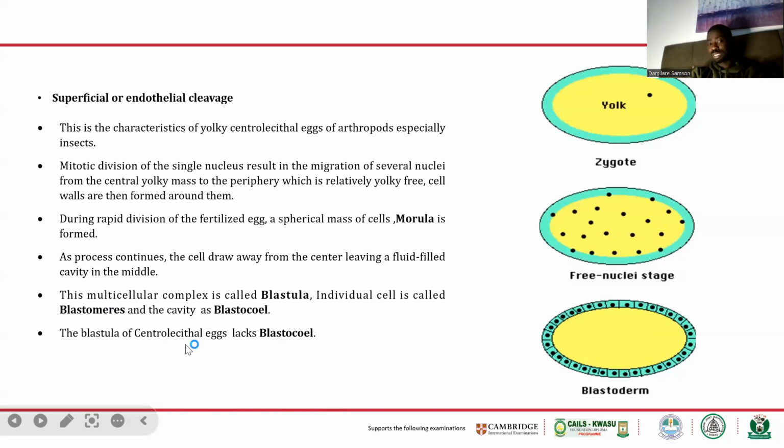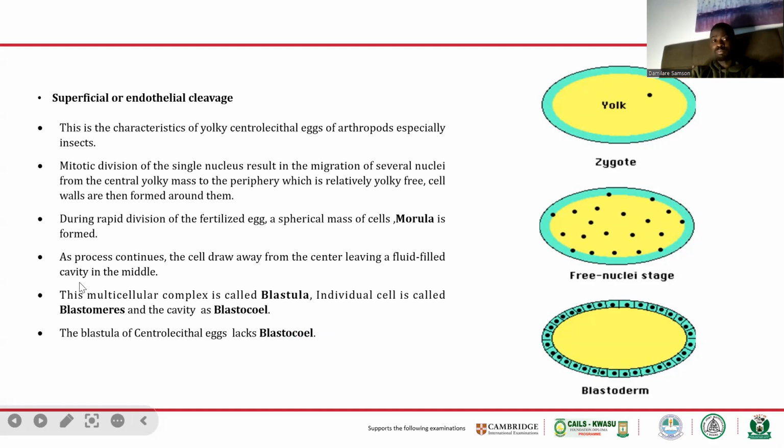Which means the one with the centrolecithal egg, if you remember centrolecithal eggs, the centrally yolky egg, it lacks what? Blastocoel. Now, if you want to get that, you go back to when we discussed the centrolecithal egg. I made mention of the reason why it will lack a blastocoel. So please let's try to get that, because these are the short answer questions that you might likely see in the short answer question part. You can just say the blastula of the centrolecithal egg lacks dash. Very simple. So you just have to know it from what we have here.